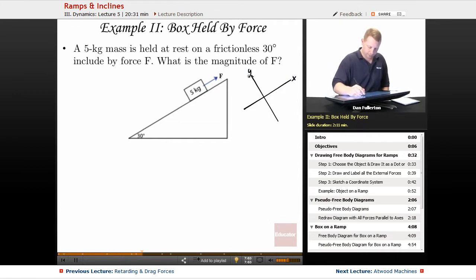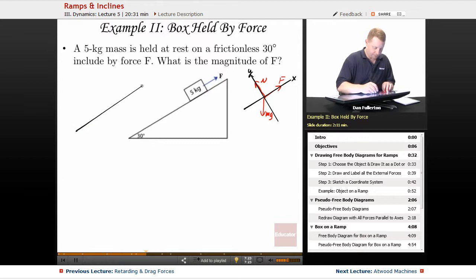So x, y. We have our normal force. We have our applied force F and mg straight down. So I'm then going to draw our pseudo-free body diagram. Let me put that over here on the left where we've got some room. Our pseudo-free body diagram. There's our x. There's our y. We still have our normal force along the y. We have our applied force.